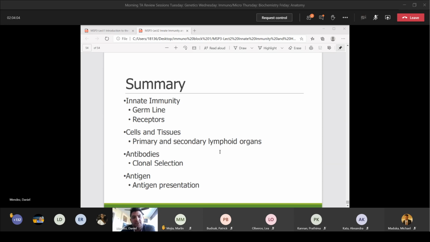MHCs are just clusters of genes. They help with self versus non-self, and they're part of the adaptive immunity. MHCs do interact with both B cells and T cells, so make sure that you know that. There are two different types of MHCs, and we're going to go through that as quickly as possible.